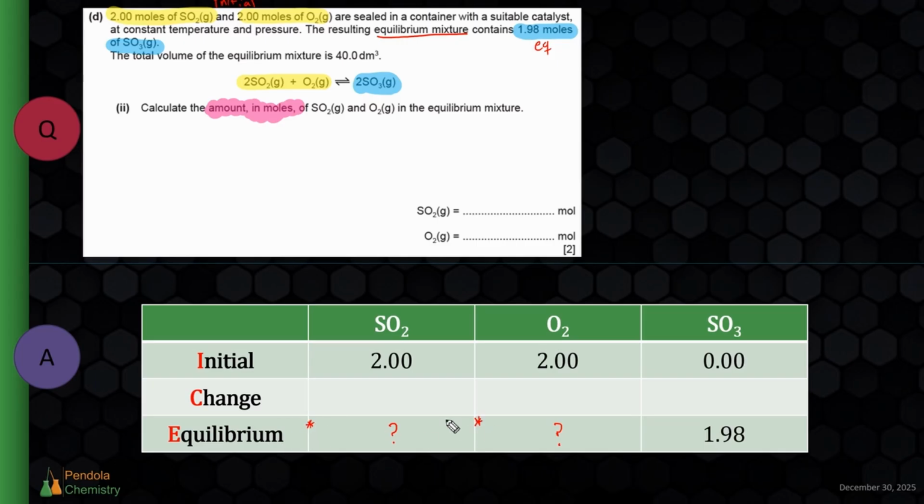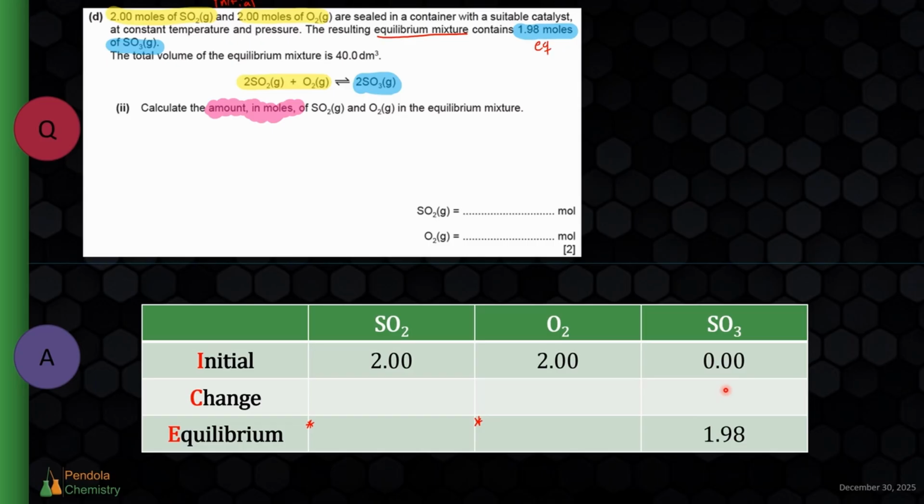We want to know what this box is. So let's start looking at how we figure that out. We need to use the information given to fill in the blanks. And the only one that we can fill right now is this middle box, because this is the change, right?